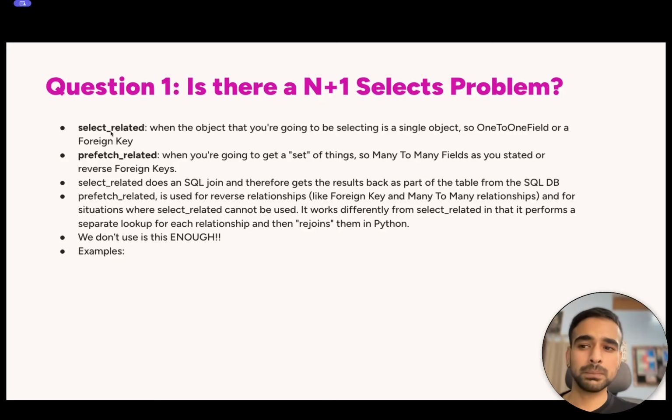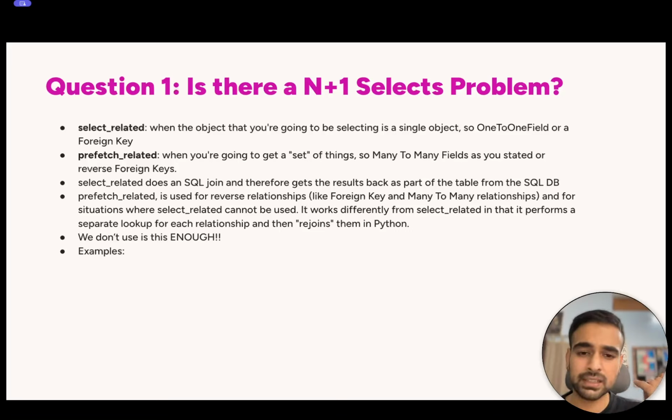So let's talk a bit about select related and prefetch related, but I would highly recommend you go through the Django documentation and read more about it to understand it deeply. Select related is something which you use mainly when you are selecting a single object or you have a one-to-one relationship between two models. And prefetch related is used to get a set of things, when you have a many-to-many relationship or a reverse foreign key relationship between two models.